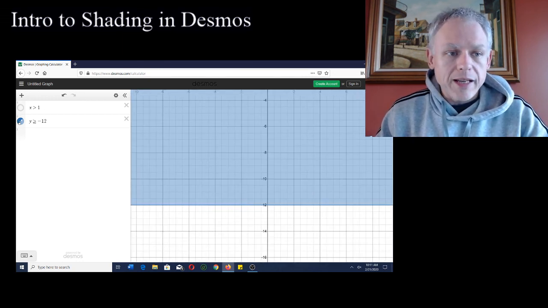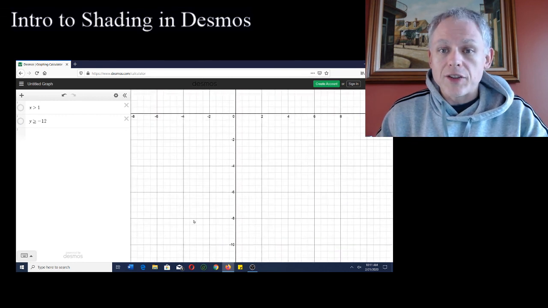Okay, so this makes it really easy to shade whole regions of the plane.